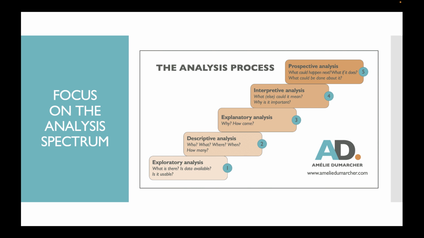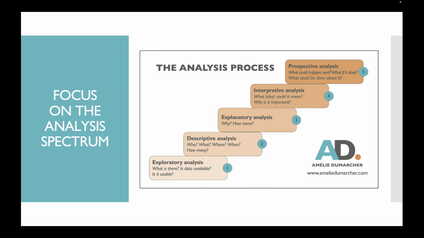Then you can reach the next analytic level with more explanations and answering questions like why and how come. And we've seen that these questions are better answered by qualitative data and analysis. And after that, there is a level of interpretation, answering questions like what does it mean? What else could it mean? And why is this important? And from this level on, the knowledge of the researcher is important to make sense of the results in their context, to bring some insights and so on.